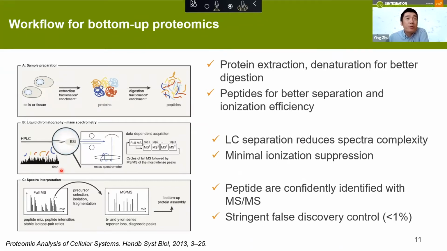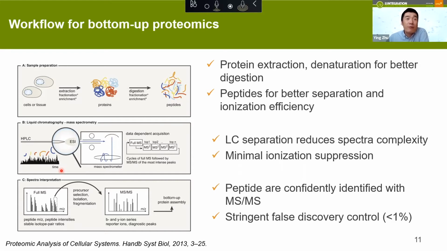Usually we use liquid chromatography. Also we can use capillary electrophoresis. The LC separation can reduce the spectral complexity, and the separation can also increase the ionization efficiency by reducing ion suppression.